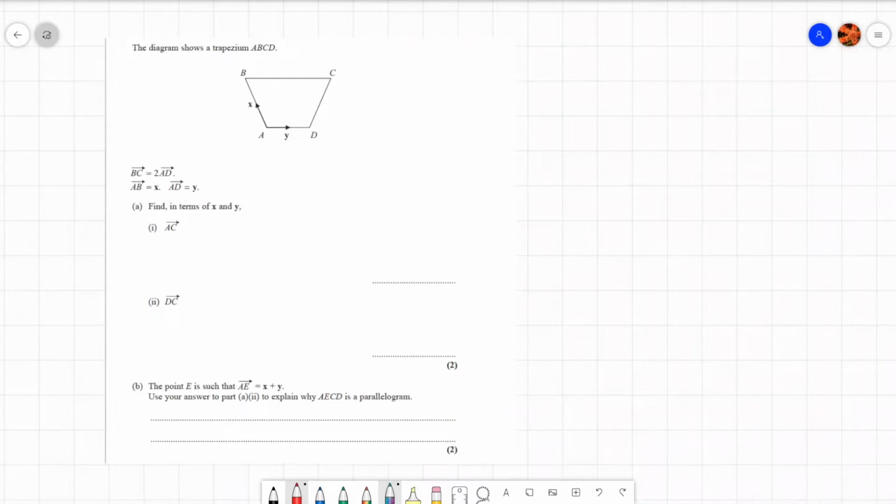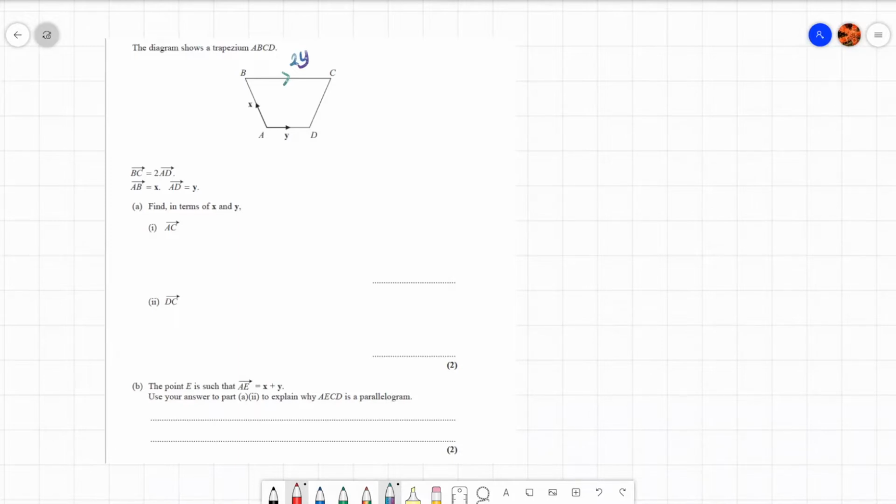The diagram shows a trapezium ABCD. Now, it says BC is 2 lots of AD. Well, if AD is Y, BC is double that, so that's going to be 2Y. And then it tells you that AB is X, and AD is Y, and they've already drawn that out for us. Now, find in terms of X and Y, AC, and you can see that this question is worth 2 marks for each one.